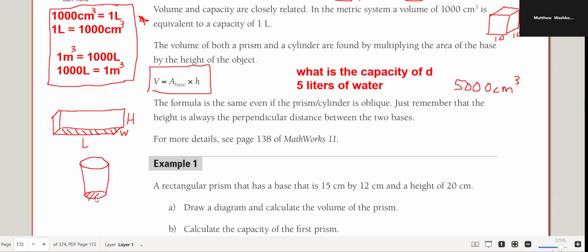If I were to find the area of this circle here, times that by the height, it's the exact same thing. So there are multiple formulas here that you're going to get.